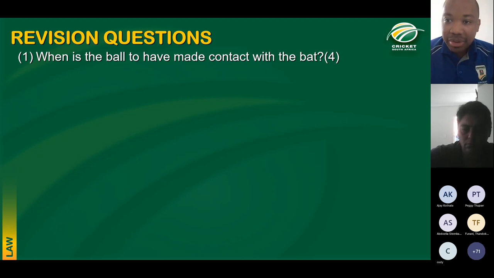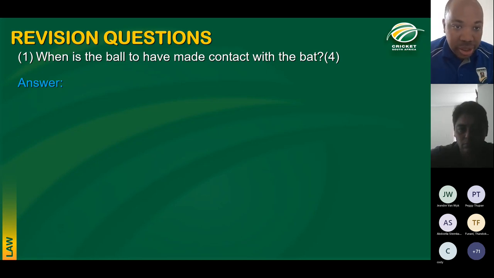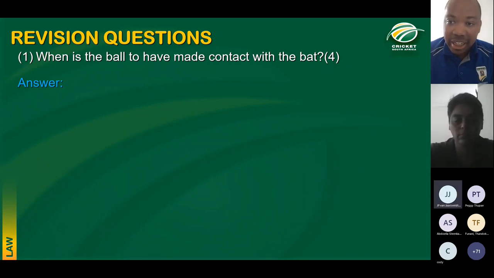Abdullah, we don't have any hands raised until now. JP van Jaarsveld with the first hand up for the course. JP, please unmute your microphone and give us one of the four reasons or examples when the ball is to have made contact with the bat. JP? Hi guys, can you hear me? Loud and clear, go ahead. It's with the bat itself. With the bat itself is correct.